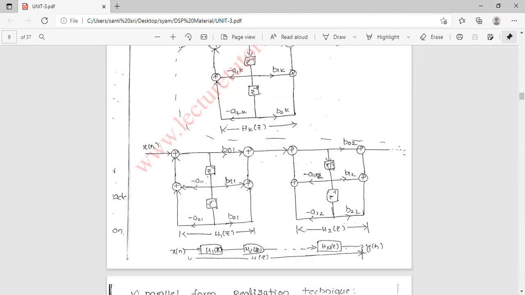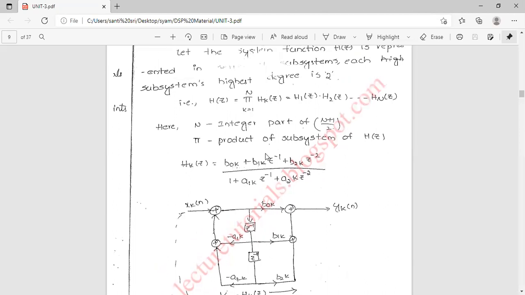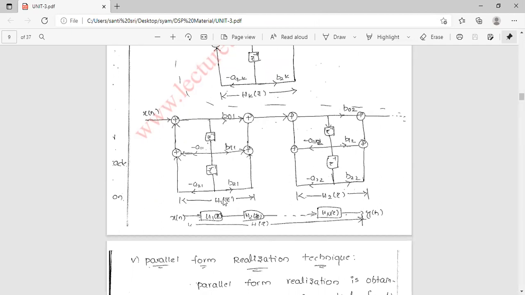So this X of n will be taken as the product of H1 object, H2 object, H3 object, like this up to Hn object, right? So that we can write like this. X of n is the input, Y of n is the output, right? So H1 object, what is H1 object? H1 object into H2 object into H3 object, like this. So this will become the product H1 object into H2 object into H3 object up to Hn object.